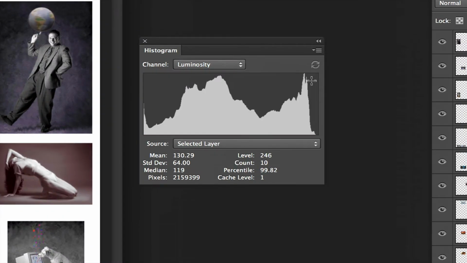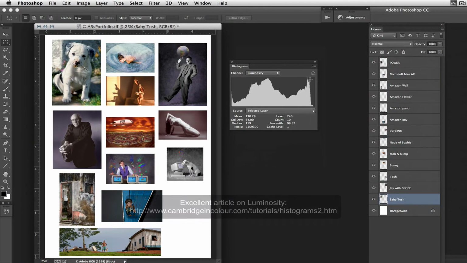you can see that we get a different result. And that's simply because the luminosity histogram is based on our perception of brightness. And it just gives us a different way of looking at the image data.